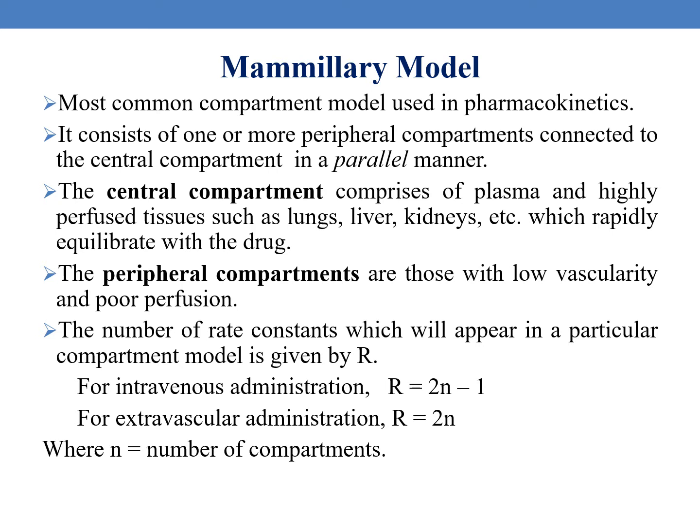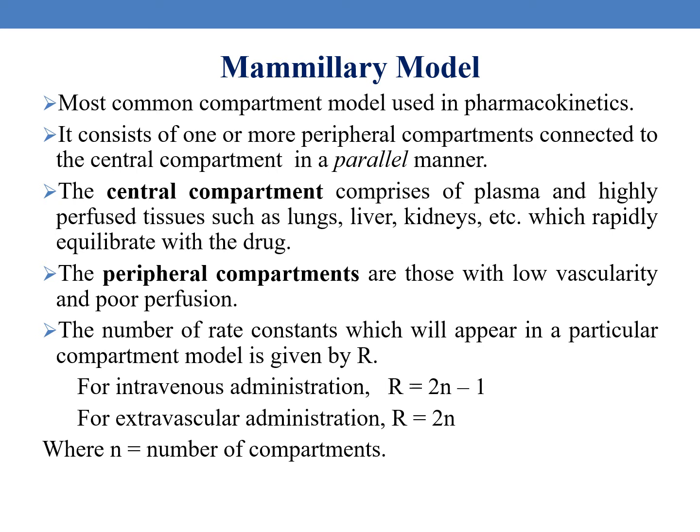The central compartment comprises plasma and highly perfused tissues such as lungs, liver, kidneys, etc., which rapidly equilibrate with the drugs. And the peripheral compartments are those with low vascularity and poor perfusion.